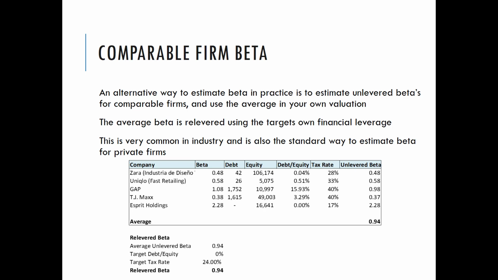So again, for your project, what I would say is that you need to do this. You also need to do regression betas for your own company to figure out, okay, if I use a regression beta, what is it? If I use a comparable firm beta, what is it? Because this will tell you some points of information on what the range of beta could be.